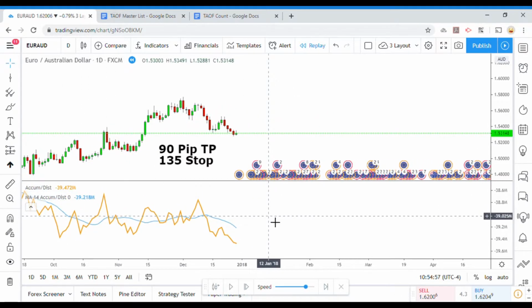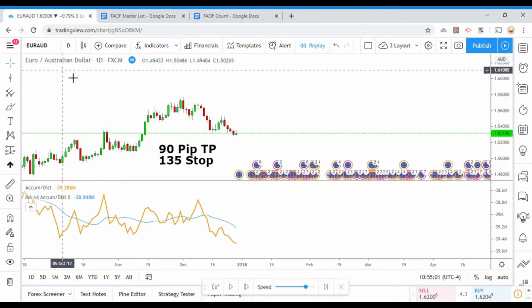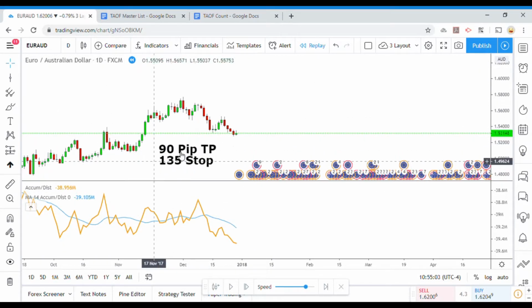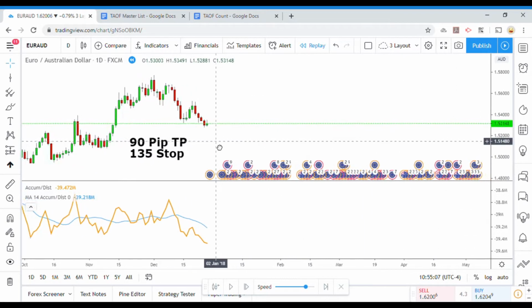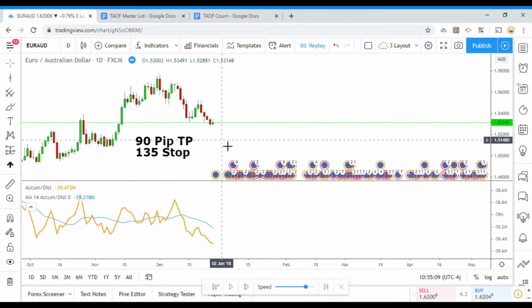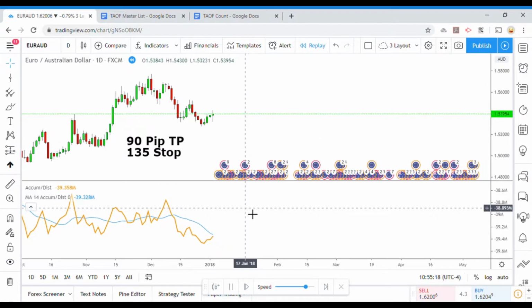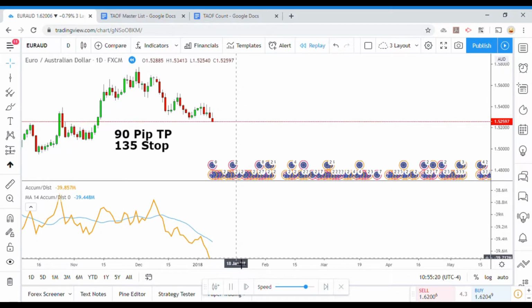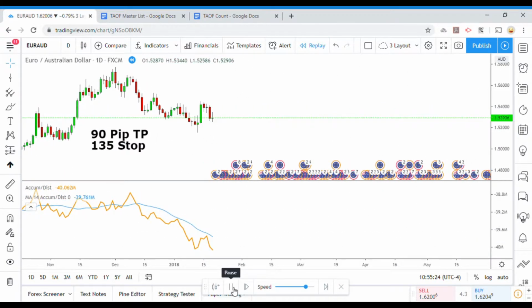Now that we know what we're doing and how we're doing it, of course we are on a random pair. We have the take profit and stop loss designated by the ATR, as I've explained in previous videos. We are testing a random year, which is going to be 2018. So let's get on with the testing and see what we can get out of this indicator.